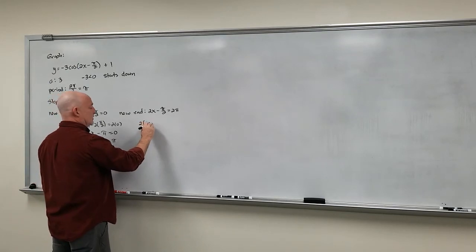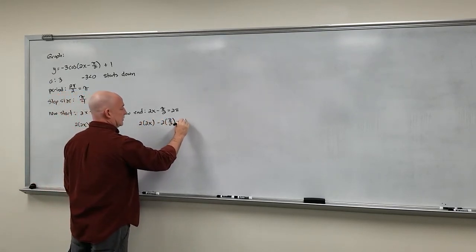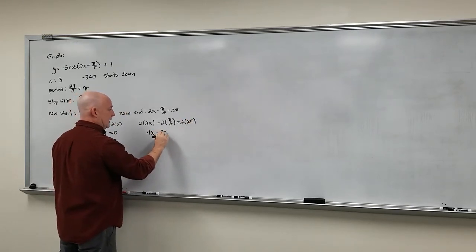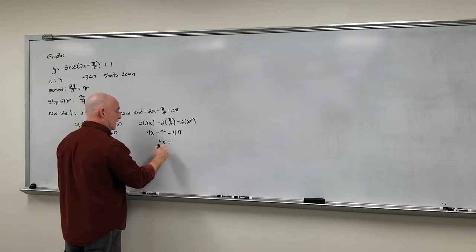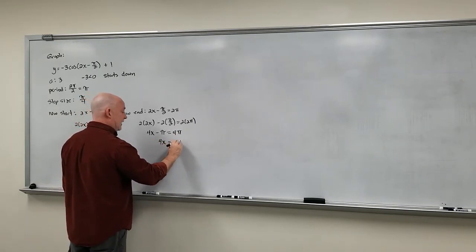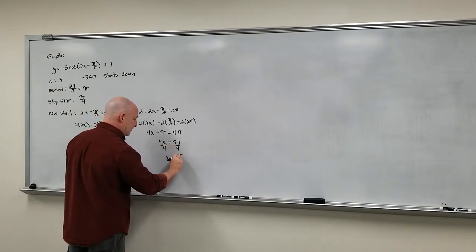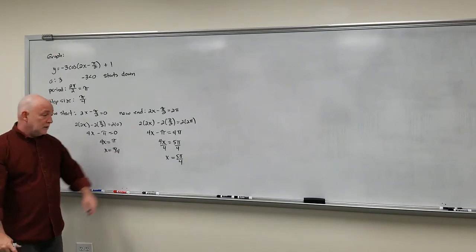Let's clear these fractions. Pi over 2, 2 times 2 pi. So I get 4x minus pi is equal to 4 pi. Add pi to both sides, so 4x is equal to, what's that going to give me? 5 pi. Divide both sides by 4, so x is equal to 5 pi over 4. Okay, so we got a new start and a new end.